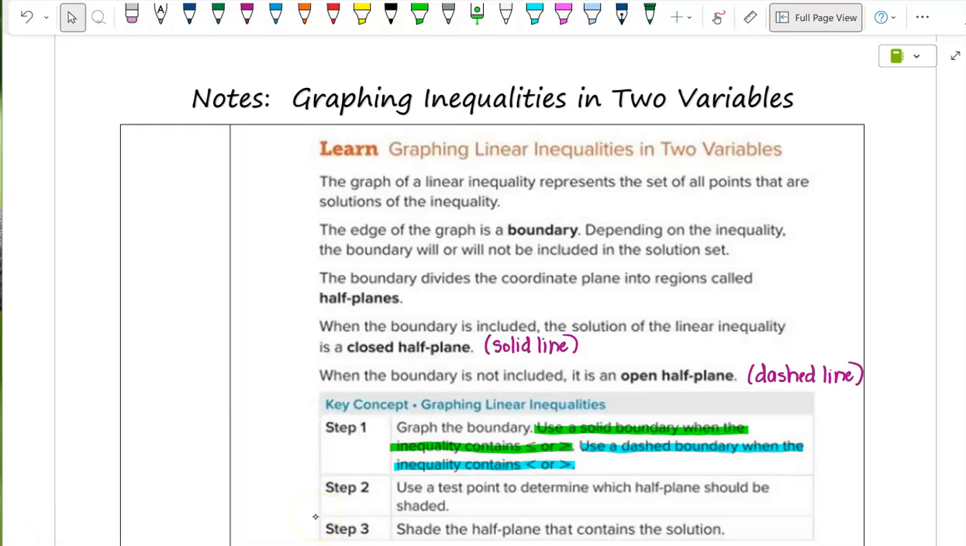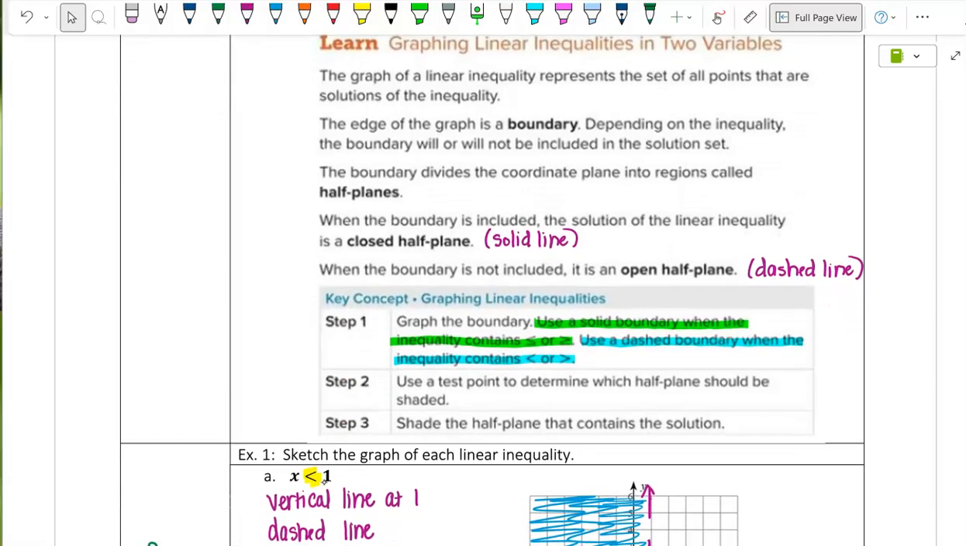All right, so yesterday we started working on graphing inequalities in two variables, which is graphing our line, but we have some extra steps. The first thing we have to know is, is it going to be a dashed or a solid line? And again, the solid line, the inequality symbols that go with that solid line are our less than or equal to, greater than or equal to.